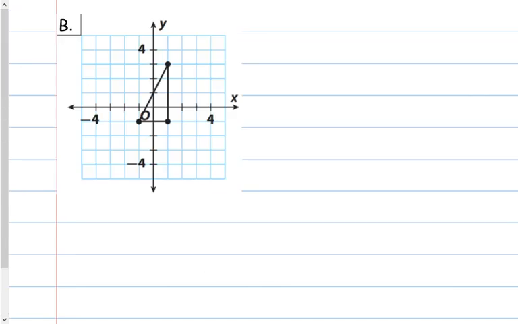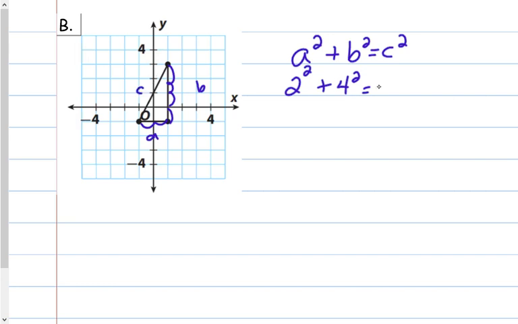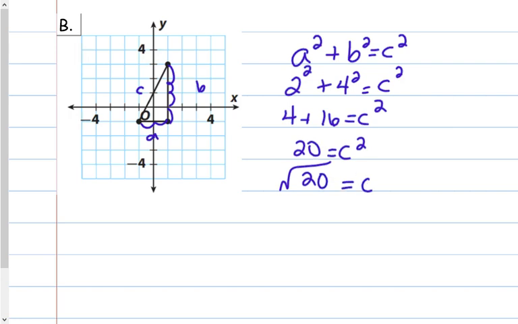Let's look at one more of those. It says right here, start out writing your formula. A squared plus b squared equals c squared. Find your lengths. A is 2. We're going to square that. Plus b is 1, 2, 3, 4. Square that equals c, which is the hypotenuse, squared. Work that out. 2 squared is 4. Plus 4 squared is 16 equals c squared. Add those together. 4 plus 16 is 20 equals c squared, and take the square root. So the square root of 20 is equal to c.